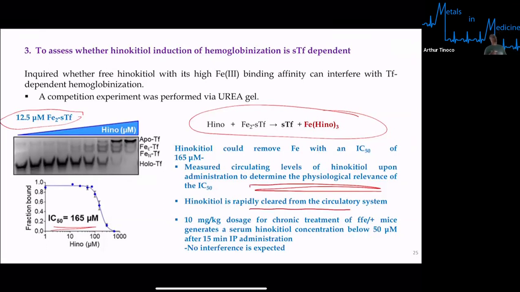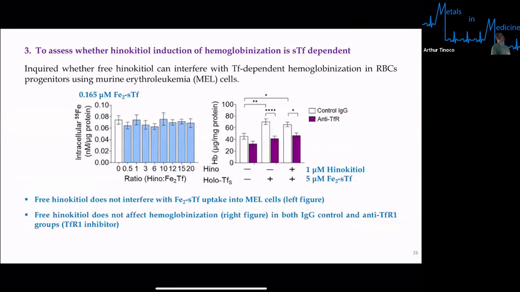It doesn't last long. Within 15 minutes after IP administration of that chronic amount of 10 mg per kilogram, they get an effective concentration of 50 micromolar of that ligand present in the bloodstream, with the amount of serum transferrin they have present. The amount of serum transferrin is about 30 micromolar. So that amount should not, if you look at the data here, really have any impact on pulling iron from the protein. All right.